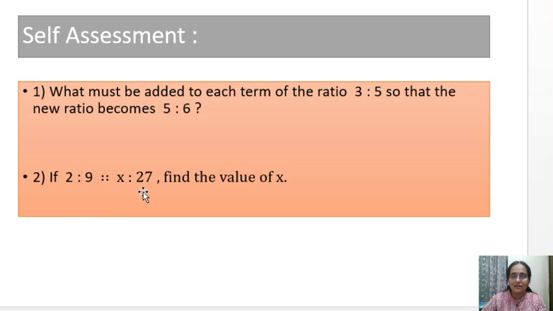Here it is a very simple straight question. The numbers are in proportion. You have to find the value of x. Apply the property of proportion and get the value of x.